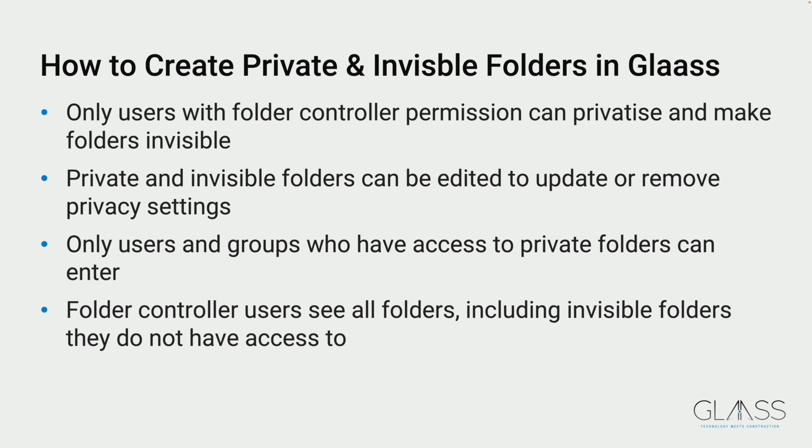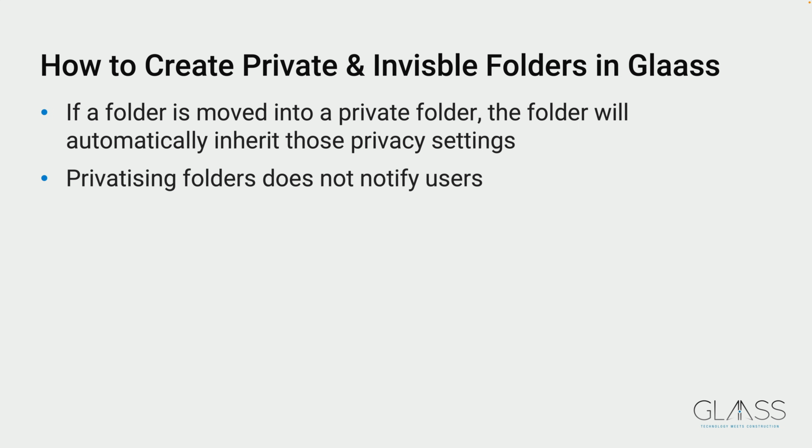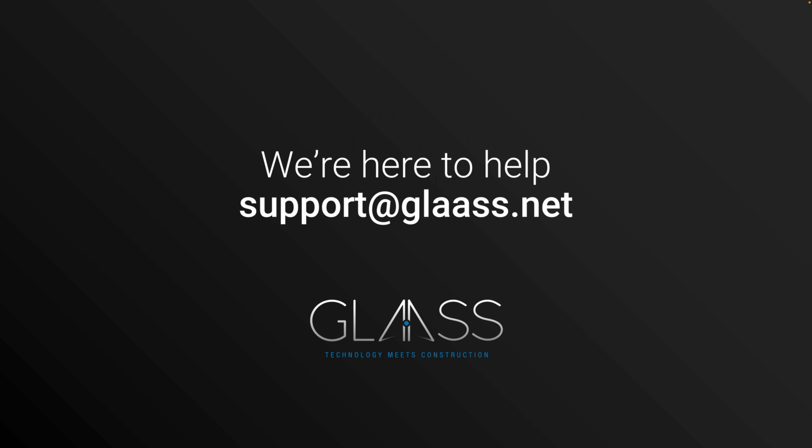Folder controller permission users can see all folders, including invisible folders they do not have access to. If a folder is moved into a private folder, the folder will automatically inherit those privacy settings. Privatizing folders does not notify users. That was a step-by-step guide on how to create private and invisible folders in Glaass.